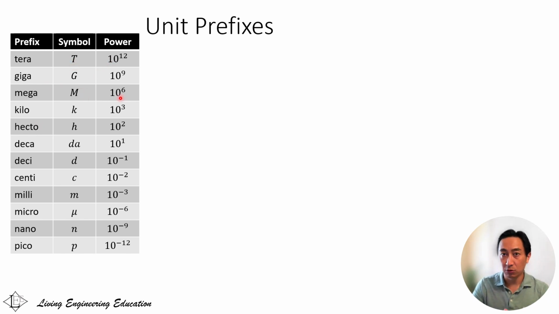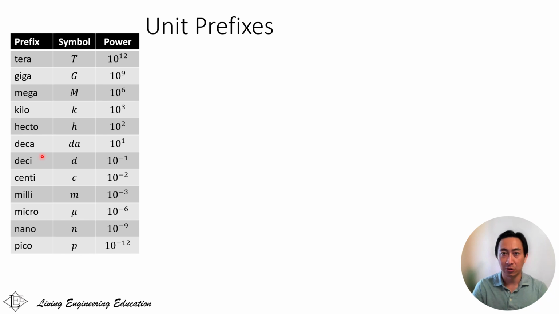Now, depending on what field you're looking at, what area you're focusing on, certain prefixes are more common than others. It really is there to make your life more convenient, right? So in my experience, I don't use tera very often. The only time I really hear about tera is terabyte. But giga, mega, I use often for strength of materials. A gigapascal, a megapascal, or pressure terms. Kilo, I use for kilometers, or kilonewton for force terms.